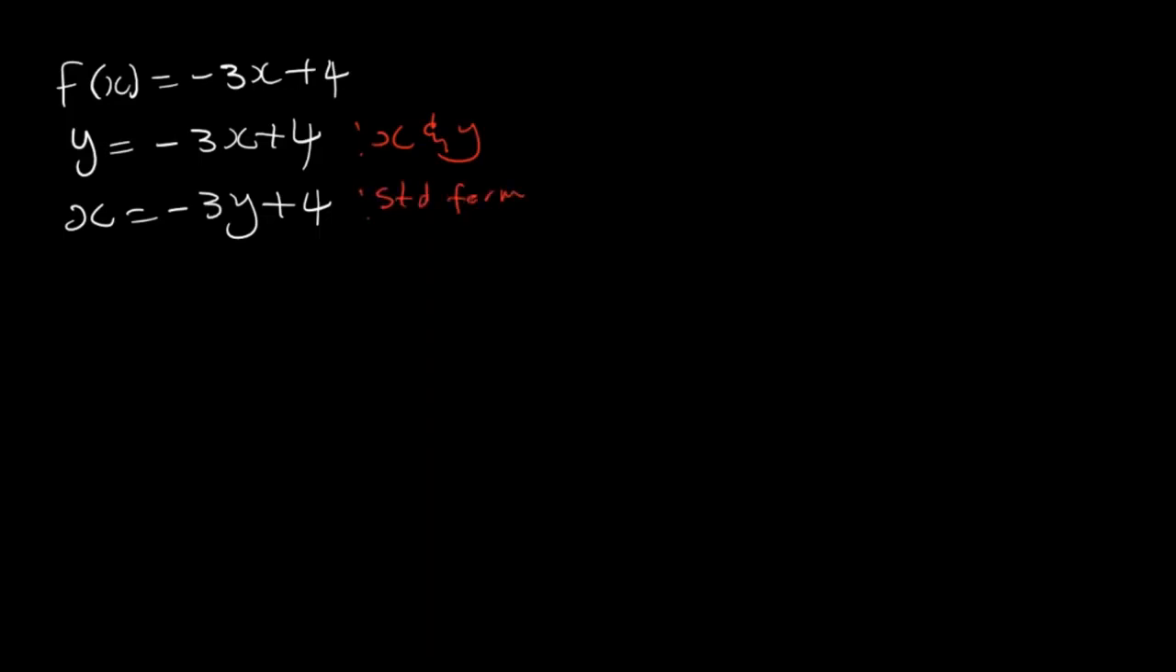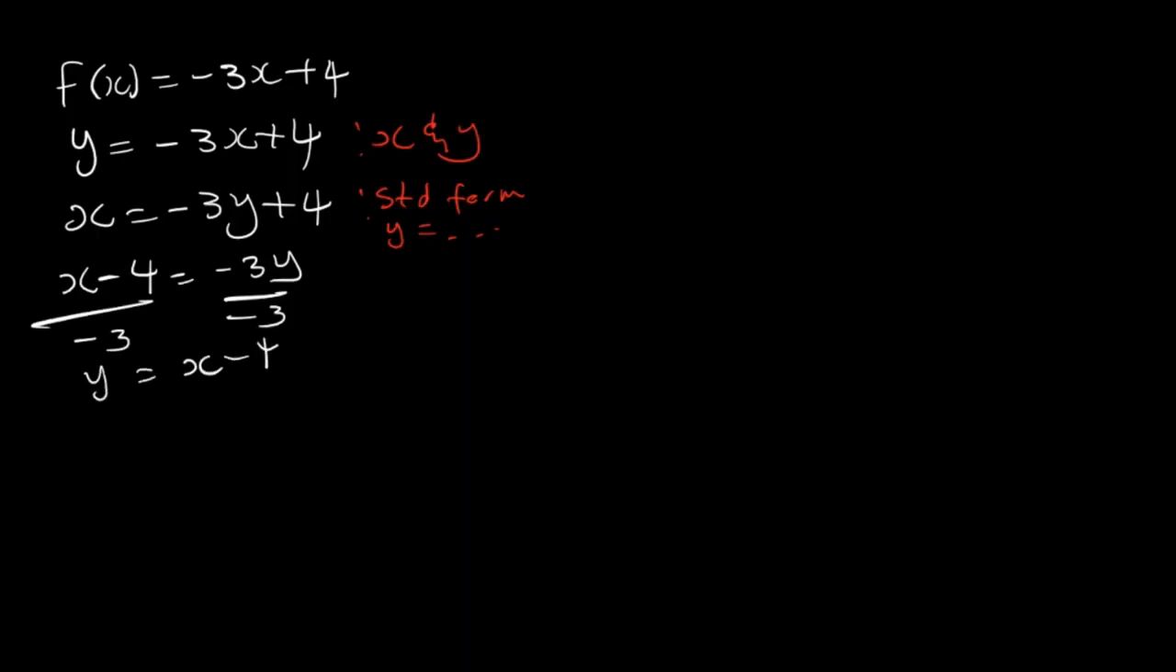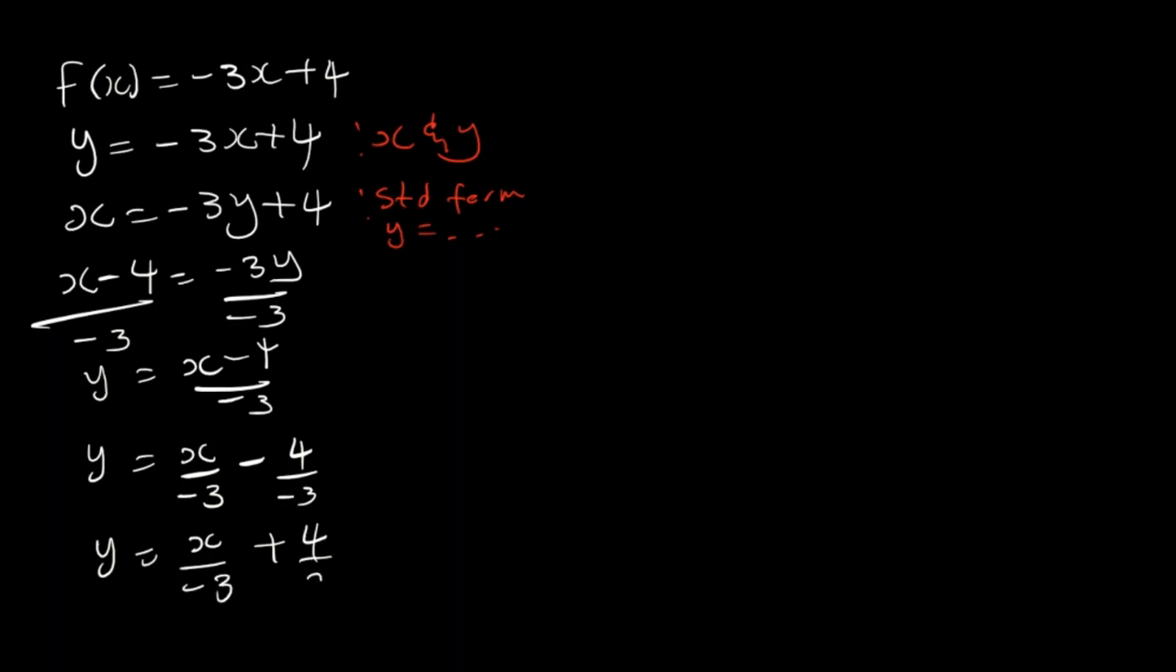Write the equation in standard form of y is equal to, so you're going to say x minus 4 is equal to minus 3y, then divide by minus 3, then you have y is equal to x minus 4 over minus 3, which is y is equal to x over minus 3 minus 4 over minus 3. Therefore y is equal to x over minus 3 plus 4 over 3. So this will be your inverse.